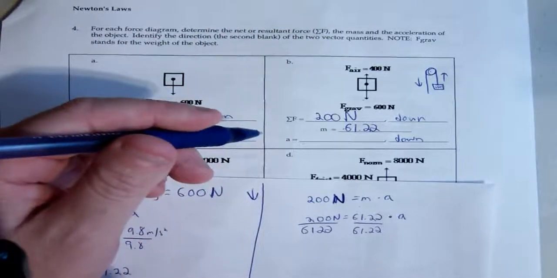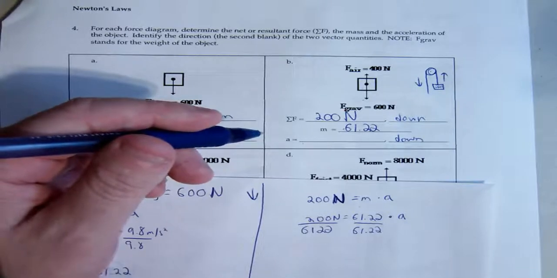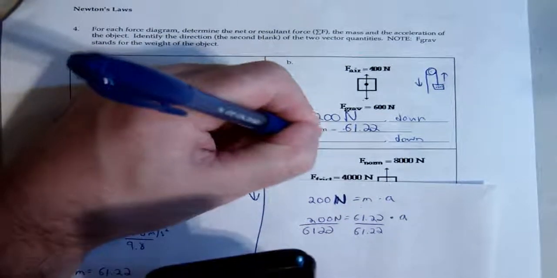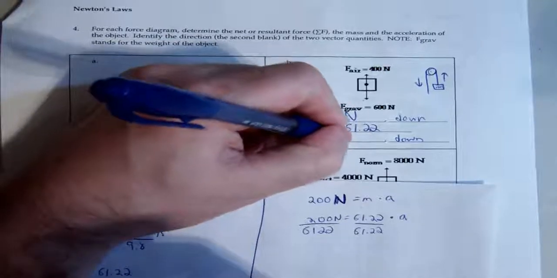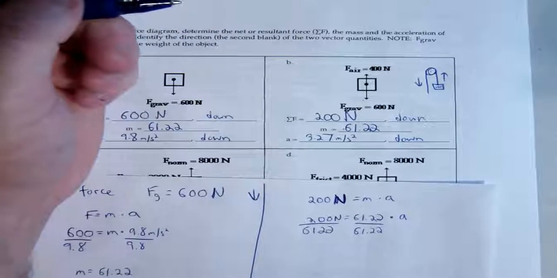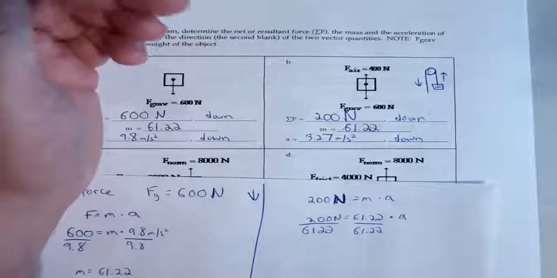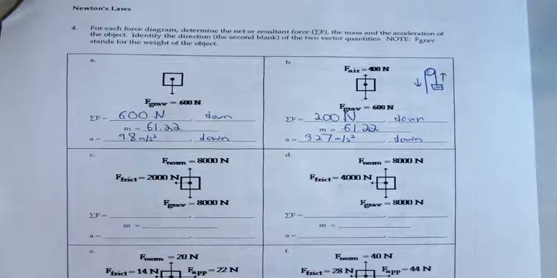So let's do it. 200 newtons divided by 61.22. You should get something like 3.27 meters per second squared. Awesome. See? So this part, tricky-ish, piece of cake. Good. So, got the rest.